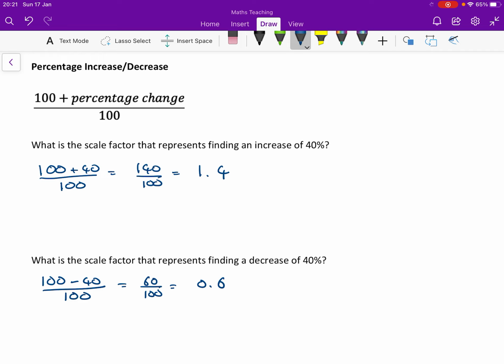One thing you will notice is that a scale factor that is greater than 1 always represents an increase. A scale factor that is less than 1 represents a decrease when we're dealing with percentage change, percentage increase or decrease.